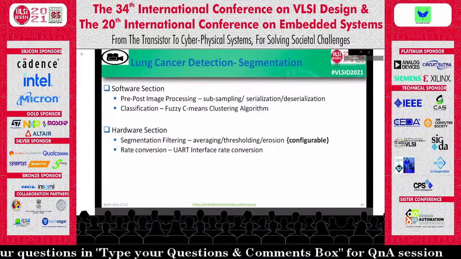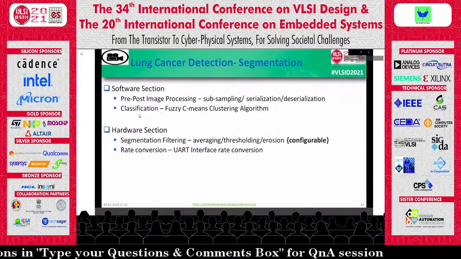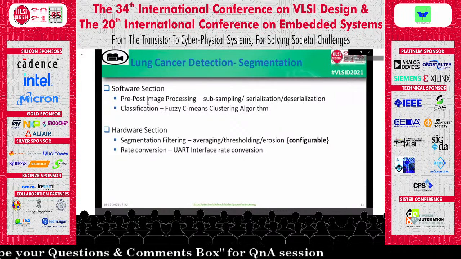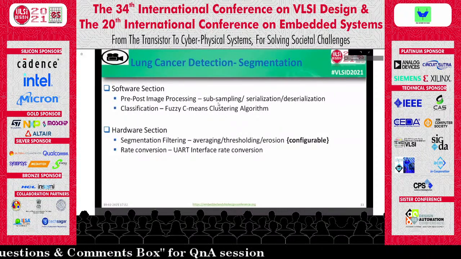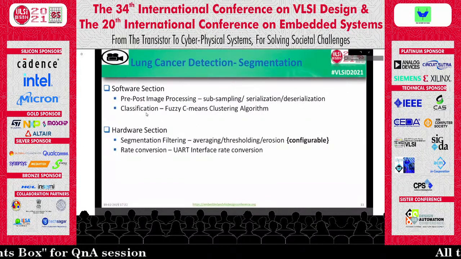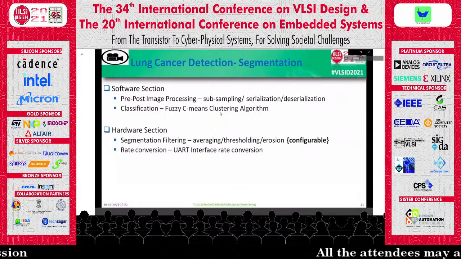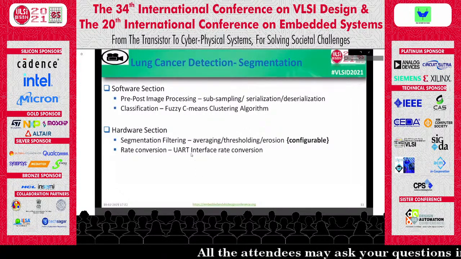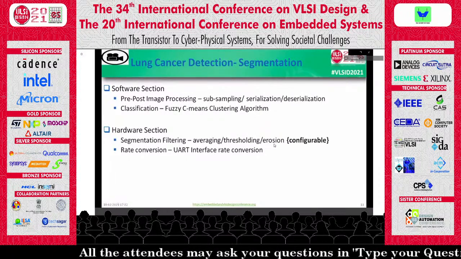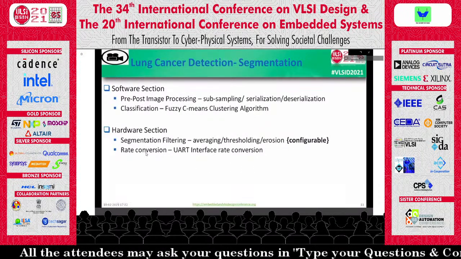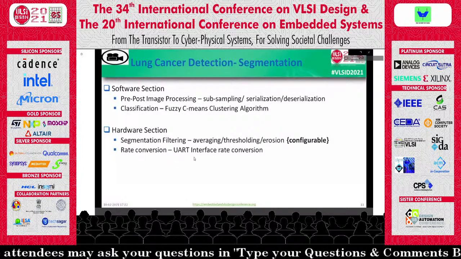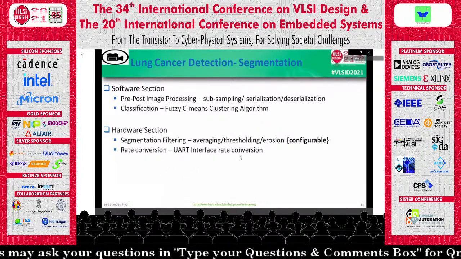As you have seen in the previous slide, the software section performs pre and post image processing, where we talked about subsampling, serialization, and deserialization. And then the classification is also implemented in the software section, that is the FCM algorithm. And in the hardware section, segmentation filtering is done: averaging, thresholding, and then the erosion, which is configurable, and rate conversion is done with the UART interface.